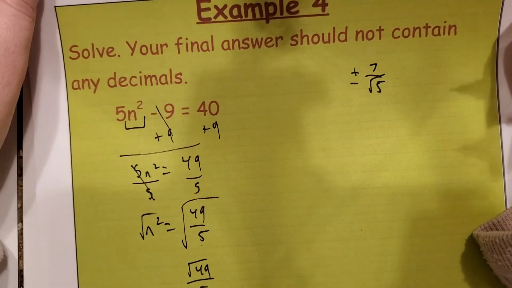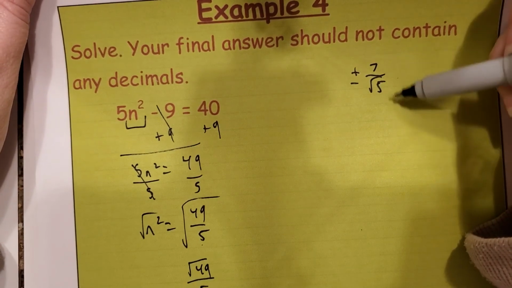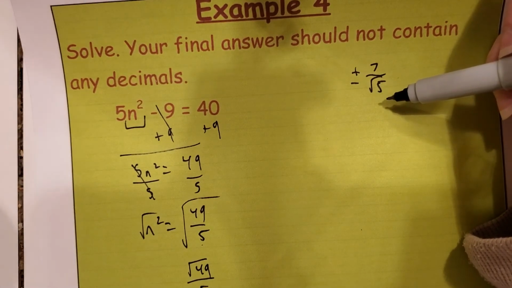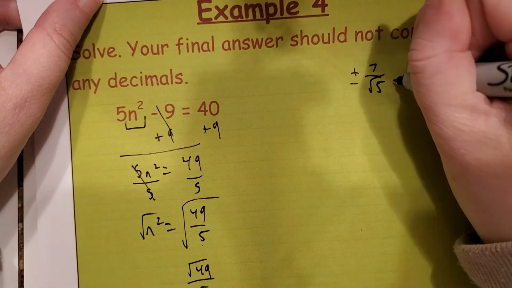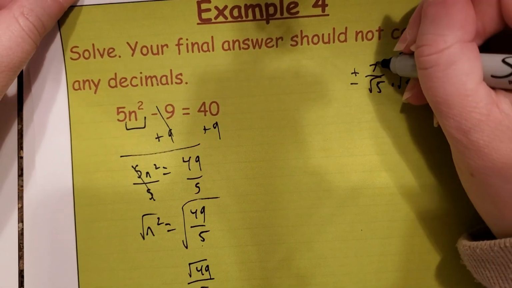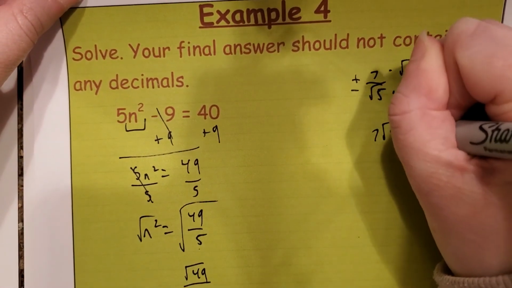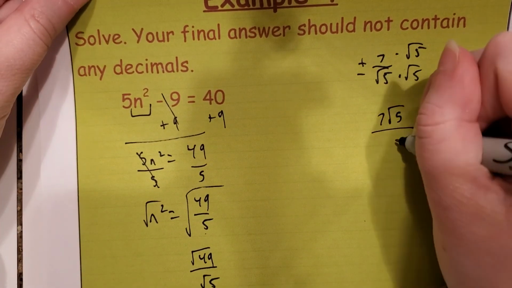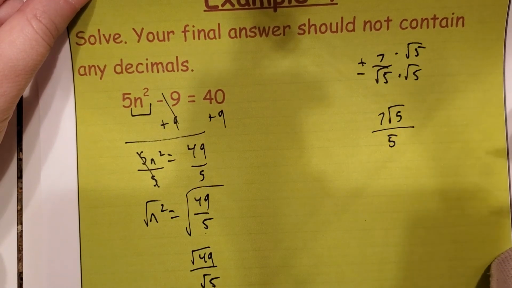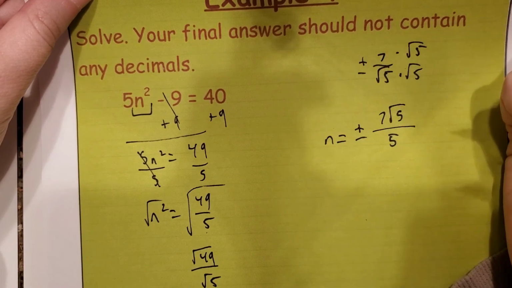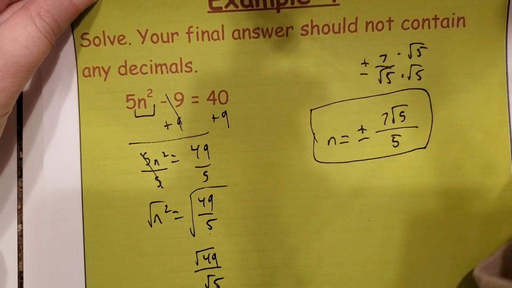Now, I wanted to mention the radical business because this is not done yet. This is not pretty. Okay? You cannot have a radical in the denominator, so you have to rationalize like we did before. That's how everything is coming together. Times the top and the bottom by root 5. 7 times root 5, you're leaving as 7 root 5. Root 5 times root 5 is root 25, which is 5. Don't forget your plus minus and equals. And that's that problem.